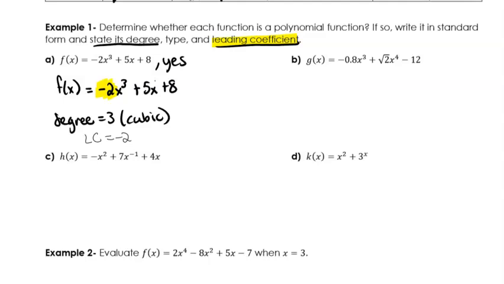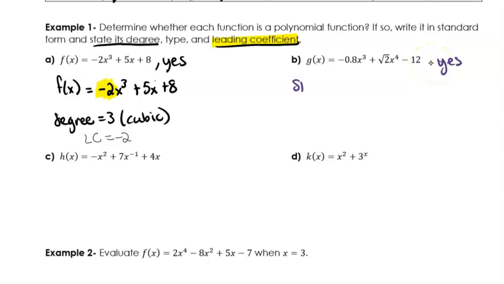So over here on B, this is fine. All right, we can have decimals, totally okay. The exponent is a whole number. We can have a square root of 2 because it's only over the 2, not the x, so that's fine. That's a coefficient. We have x to the 4th and then -12. So this is a polynomial.